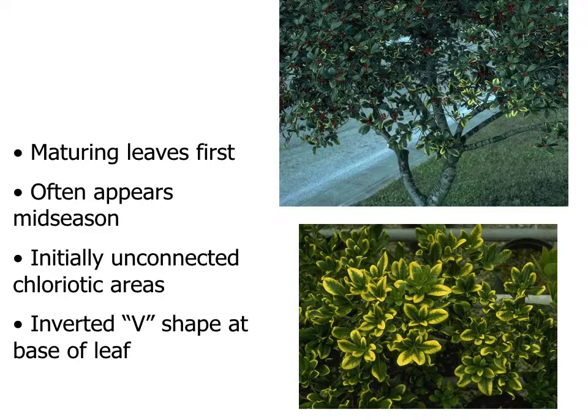Initially unconnected chlorotic areas. I haven't quite seen it that way, but the classic is what we call the inverted V shape at the base of the leaf. Notice where the leaf attaches to the stem, there's a V shape, but it's not upright, it's upside down. Now, this can be mistaken by some people as a variegation because it's so sharp in its delineation. But when it comes to variegation, it's not an inverted V.